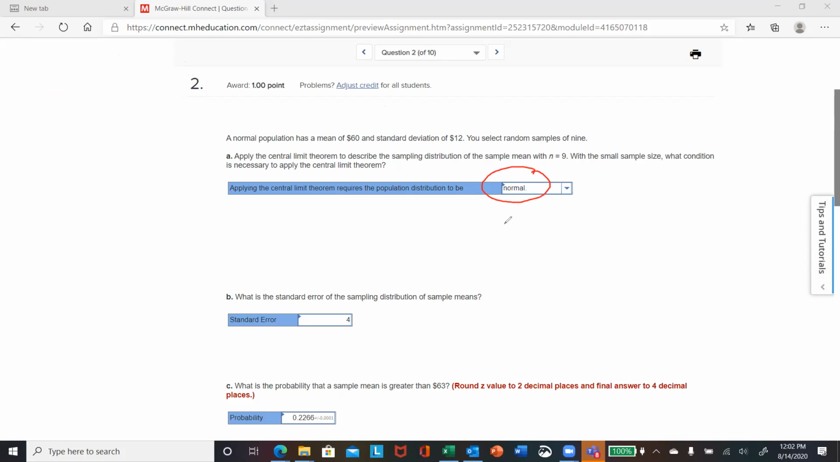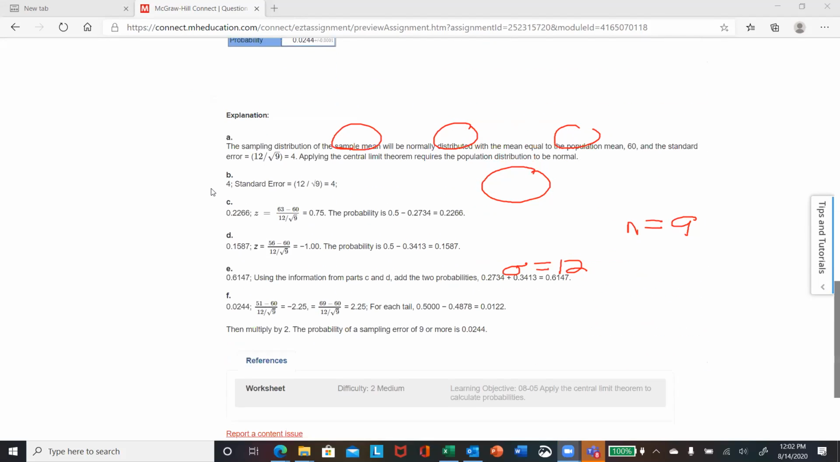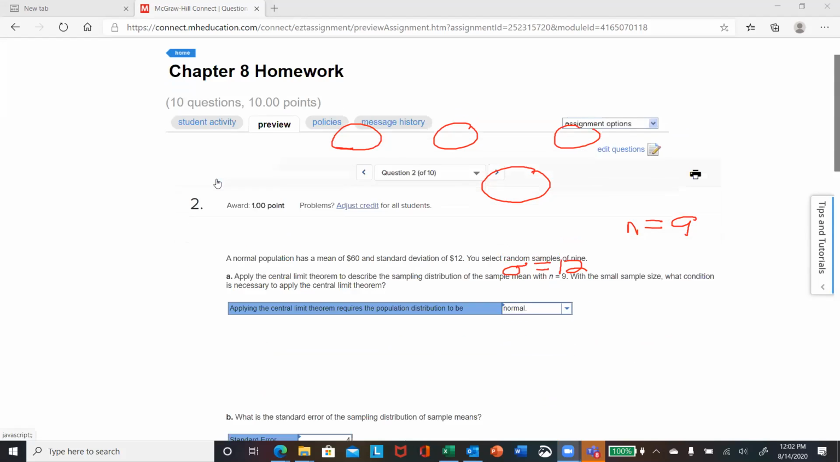All right, now the standard error. In this problem, they gave us a standard deviation of 12, so sigma is equal to 12. I'm sorry, the normal population has a mean of 60. I'm going to go back and read. Sample size in this case is going to be 9. So let me check my mouse. Okay, so on part B, they're going to be asking us to calculate that.